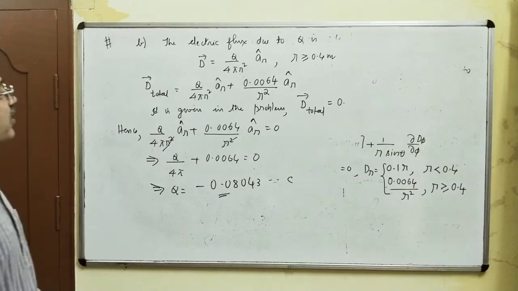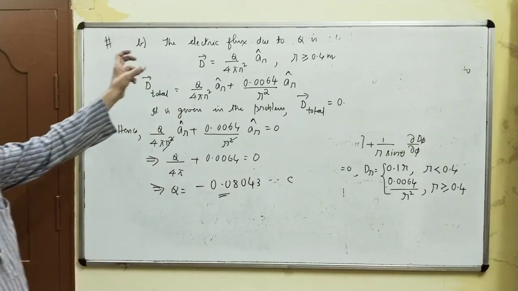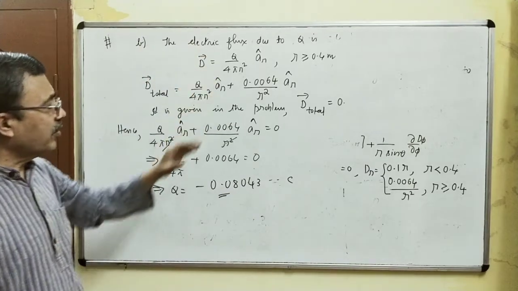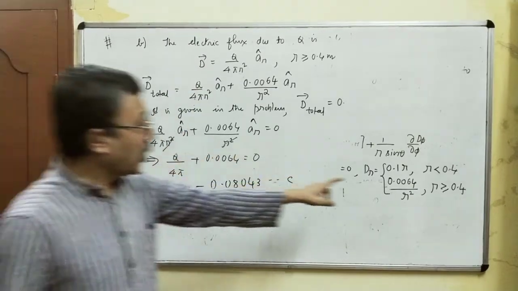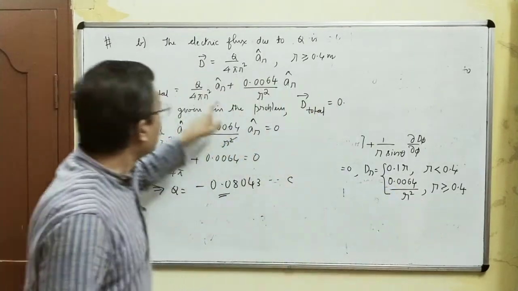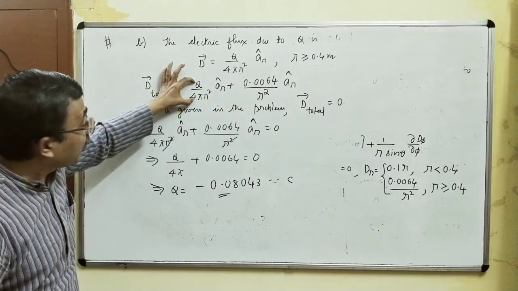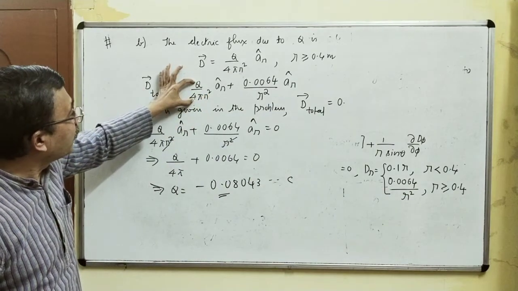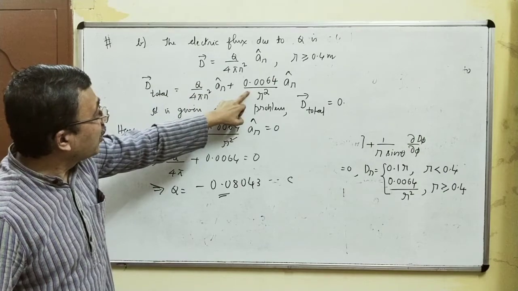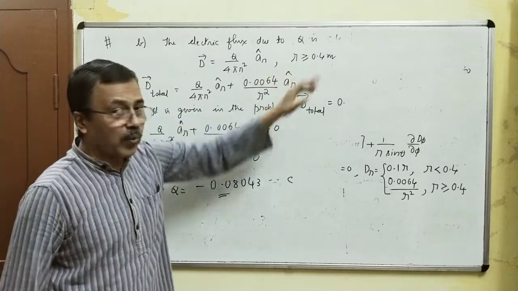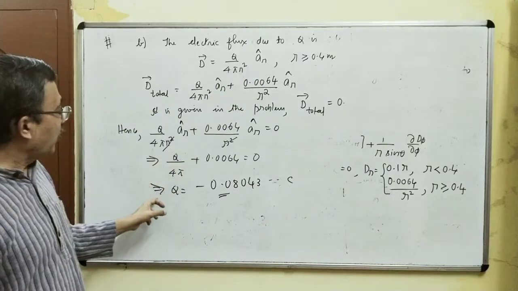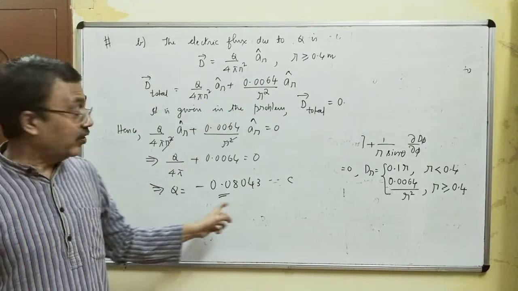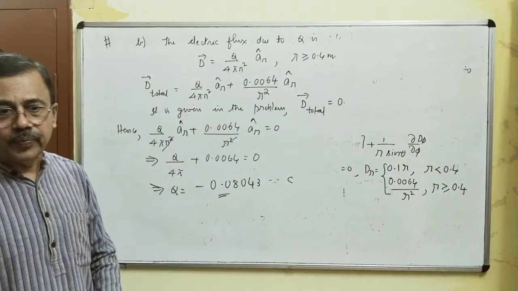The second part is slightly difficult. You have to find electric flux density due to point charge. To that you have to add vector D given in the problem for r greater or equal to 0.4. This is the electric flux density due to point charge. This is vector D given in the problem for r greater or equal to 0.4. Then equate this to 0. From there you find the expression for Q. This is the answer. Thank you.